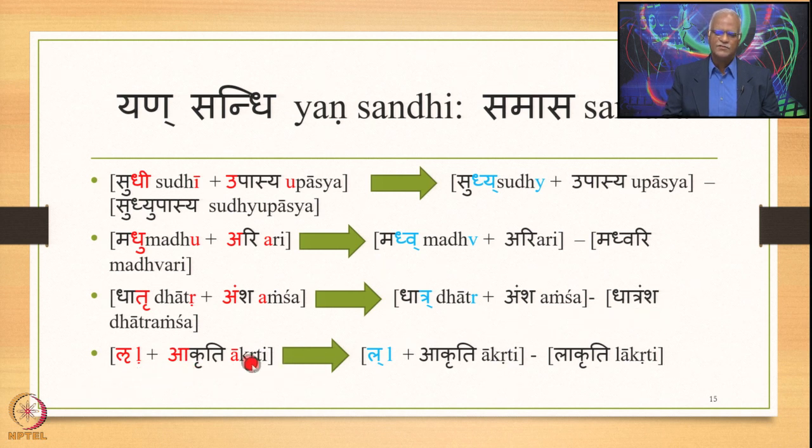Similarly, you have lu plus akriti. This is a samasa, and so samhita is obligatory, and so you have 6.1.77 applying, and the output generated is la plus akriti, that is lakriti. These are the four examples of yan sandhi occurring within a compound, and within a compound sandhi is obligatory primarily because samhita is obligatory.